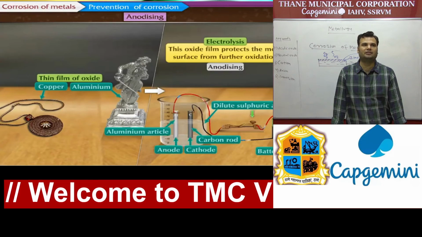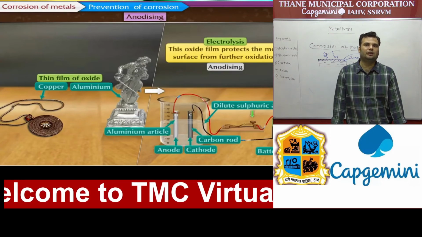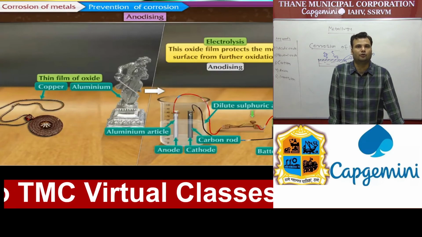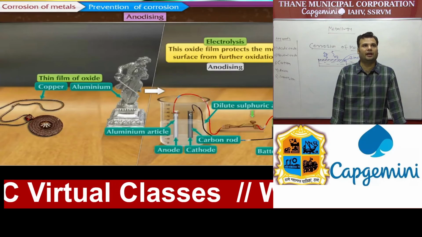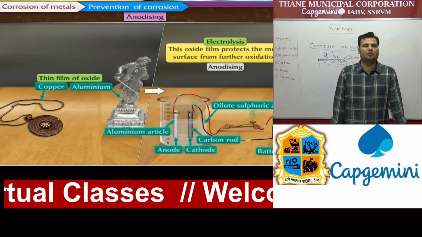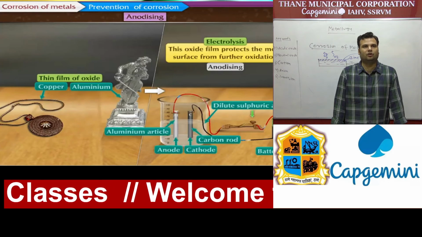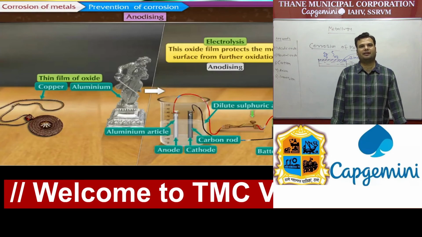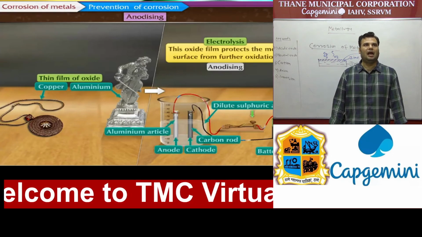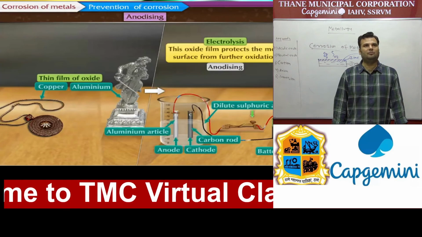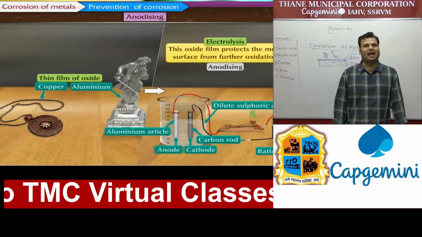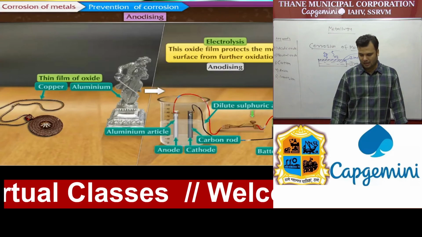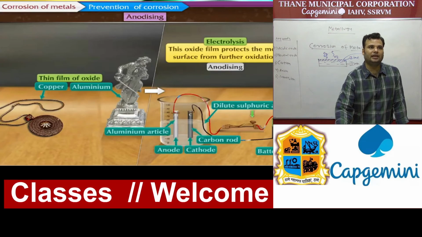In this process we require a solution, sulfuric acid, H2SO4, and, as you can see in the figure, two electrodes. One is the positive electrode, called the anode, which is made of aluminum, and the carbon rod is called the cathode, the negative electrode. We connect them with a battery, so the electrolysis process takes place, and we can coat the aluminum article. This process is known as anodizing, and it is a very important method in industry also.